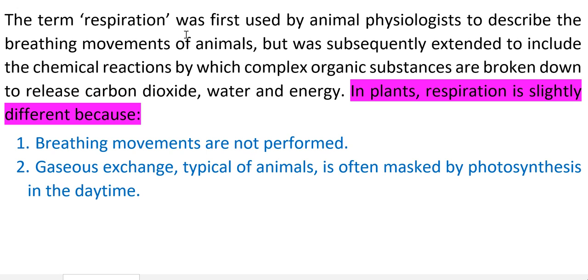The term respiration was first used by animal physiologists to describe the breathing movements of animals, but was subsequently extended to include the chemical reactions by which complex organic substances are broken down to release carbon dioxide. In plants, it is slightly different. The gaseous exchange typical of animals is often masked by photosynthesis in the daytime.